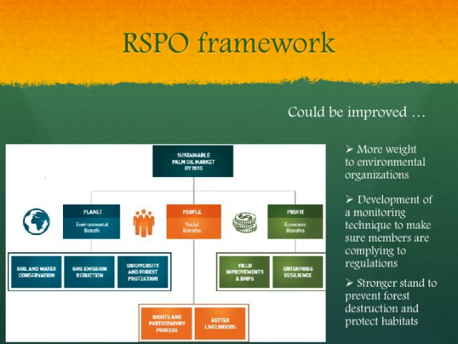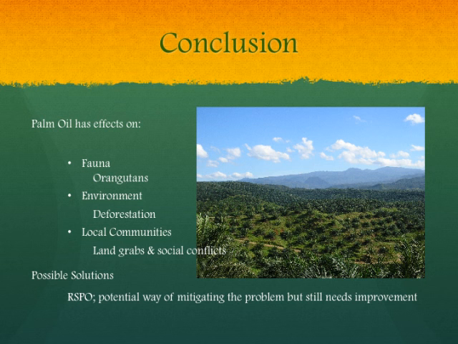Another issue is the development of a monitoring technique in order to make sure that members are complying with regulations that are put in place. Finally, the RSPO has been criticized for its inability to take a strong stand to prevent forest destruction and protect habitats. To conclude, we have seen that the production of palm oil has many negative impacts at different levels.